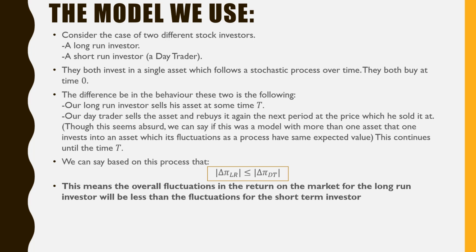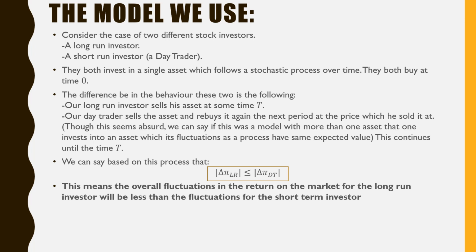Our long-run investor sells his asset at some time t, meaning after purchasing it in our initial period, he's going to sell it again at some time t. And our day trader sells this asset and rebuys it again in the next period at the price at which it was sold. Though this seems pretty absurd, we can say in this model that if there was more than one asset, this guy invests into an asset whose fluctuations as a process have the same expected value as the asset we are considering. This continues until some time t.